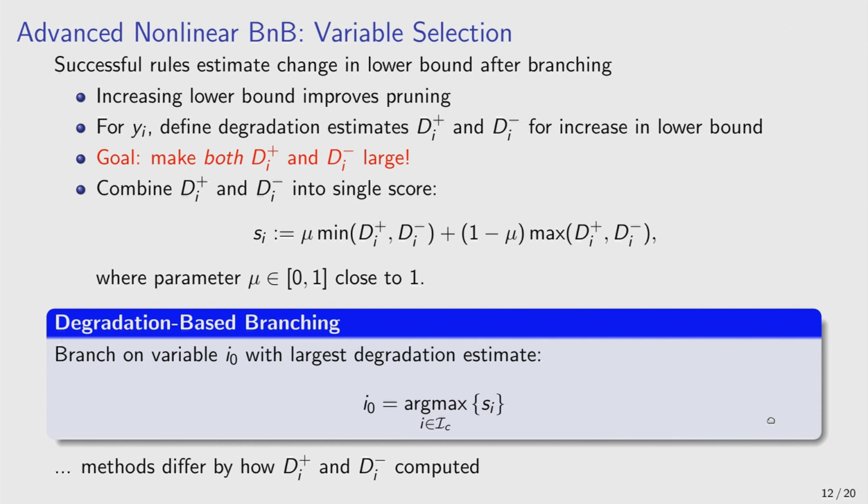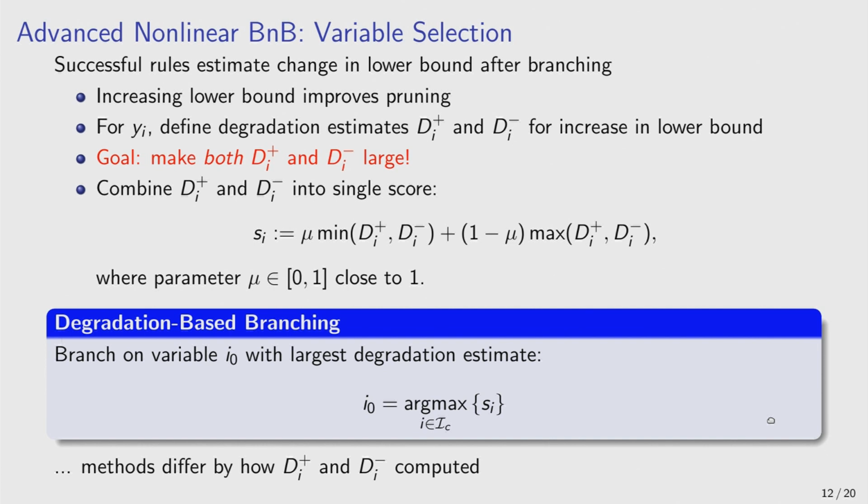You want both of them, so you want the degradation in both directions. Both of these will increase the objective function value, and you want to somehow make those both close to 1. So you want to choose the variable with the best degradation effort. And there are different ways of computing these degradations.